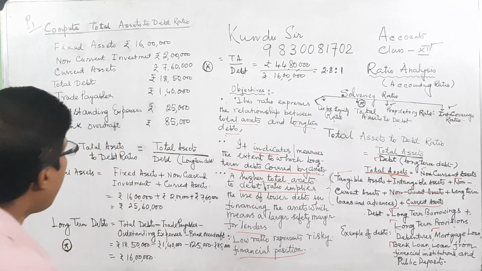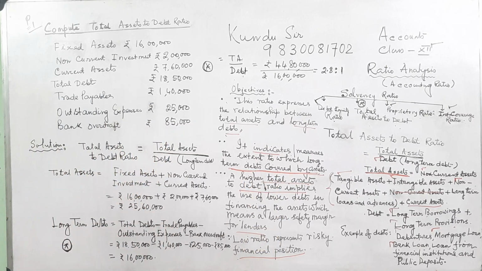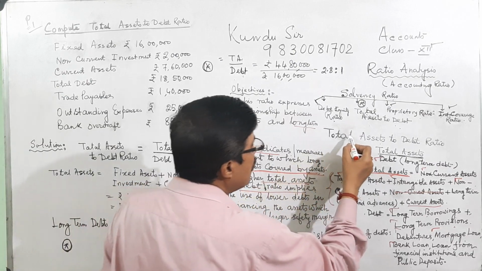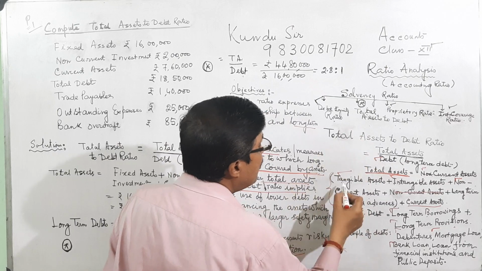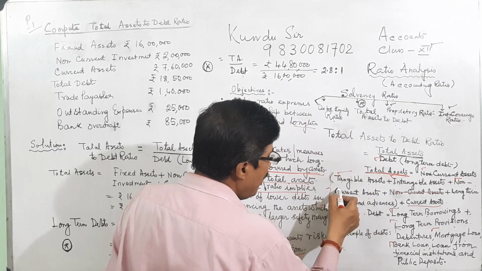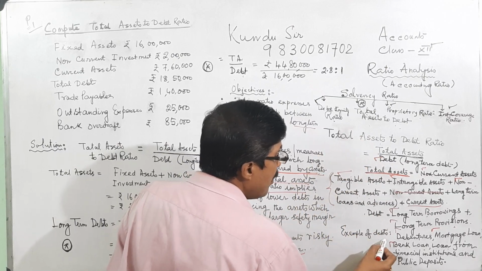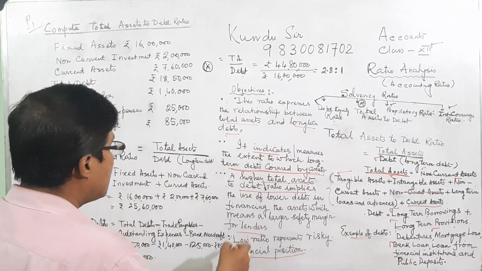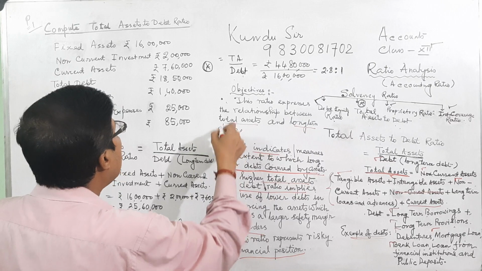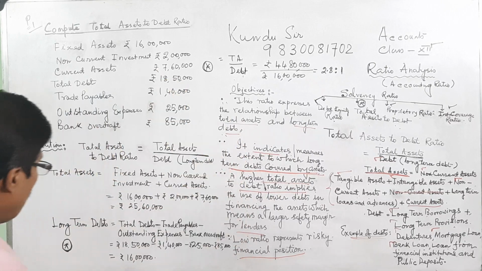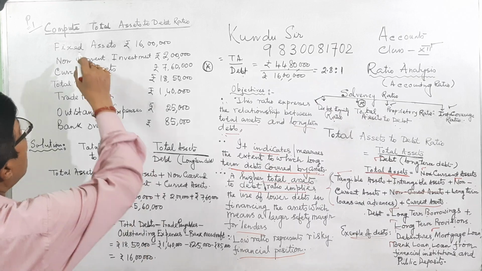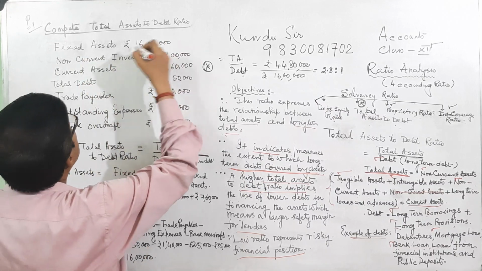Another thing is the total ratio formula, then the elements and examples of the debt, then the objectives of this ratio, 1, 2, 3, 4. Now, to get more clarity, we have taken an example. We compute the total asset to debt ratio.